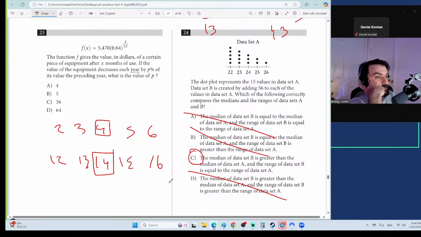The idea here is just to pay attention and maybe come up with your own little examples like I just did.